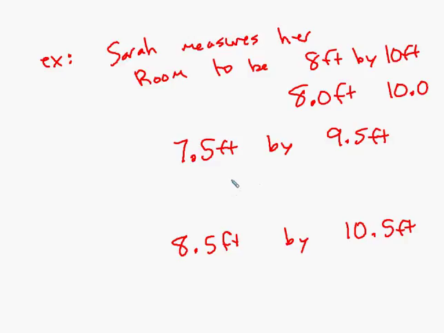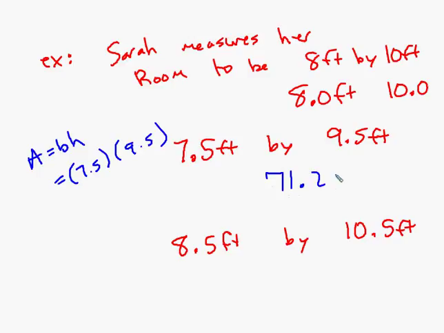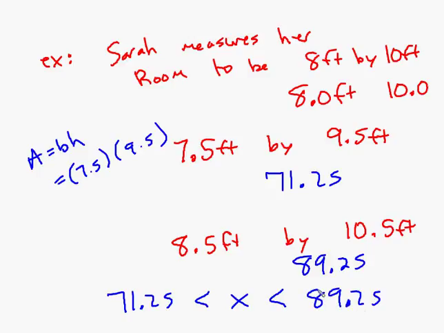So if I wanted to find the area of that, what's area? Area is base times height, so 7.5 times 9.5. The smallest it could be is 71.25. And the highest it could be is 8.5 times 10.5, 89.25. So what's the range of values? 71.25 to 89.25. So the actual is between those, right?